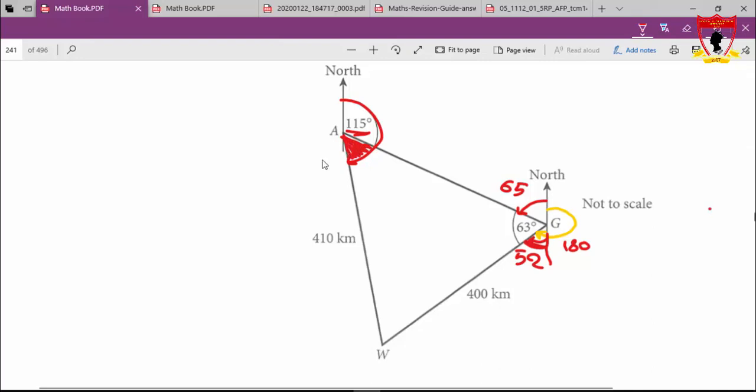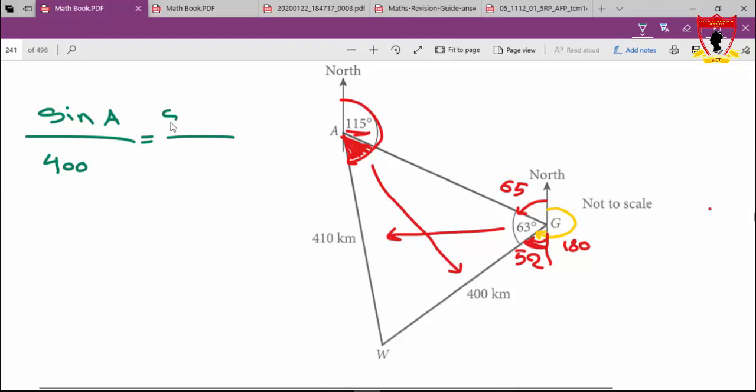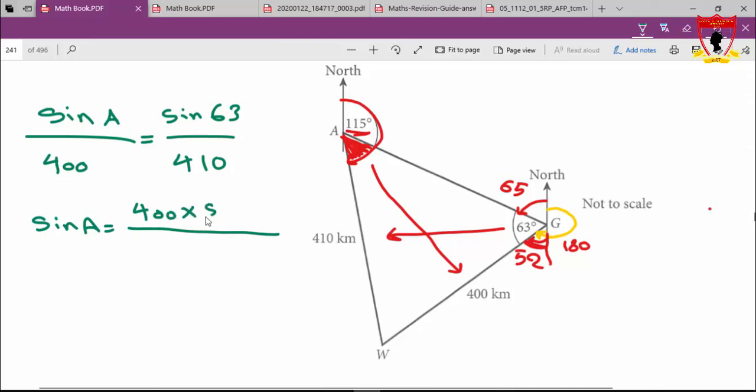What can help us to find this angle? We know this angle with its opposite. We need this angle and its opposite is given. So it's the perfect time to use the sine rule to get this missing angle. Okay, this angle is A. So we can say an angle is missing. So sine of A over 400 is equal to sine of 63 over 410. It is the sine rule. Now we need to get rid of this 400, and sine of A is equal to 400 times sine of 63 all over 410.